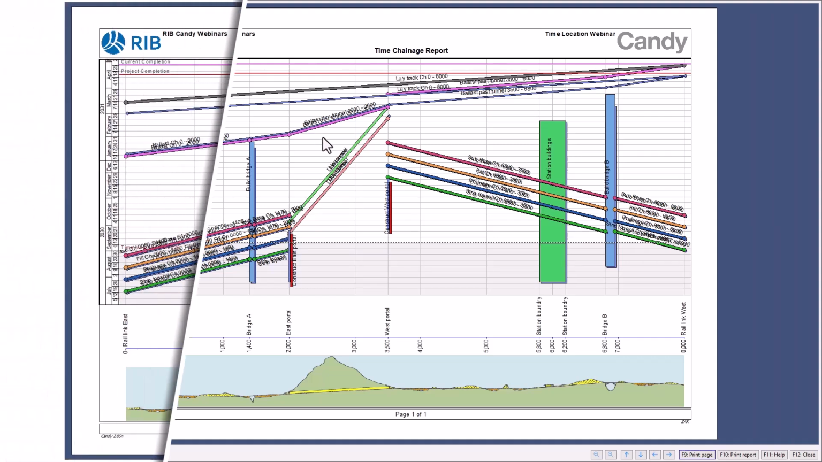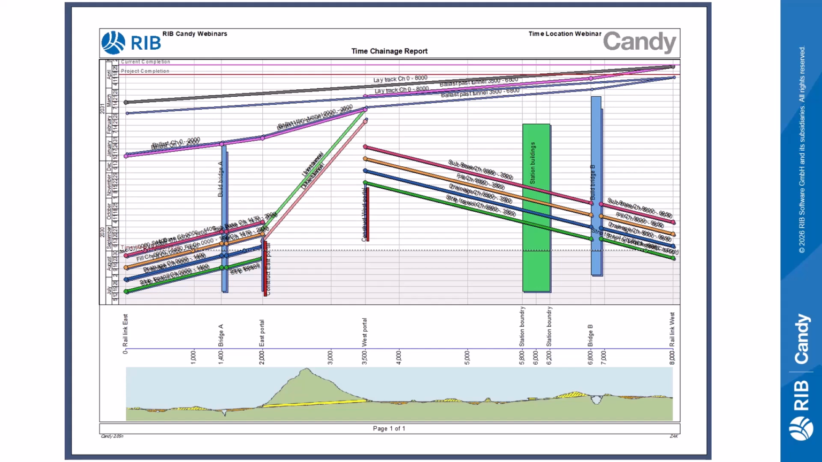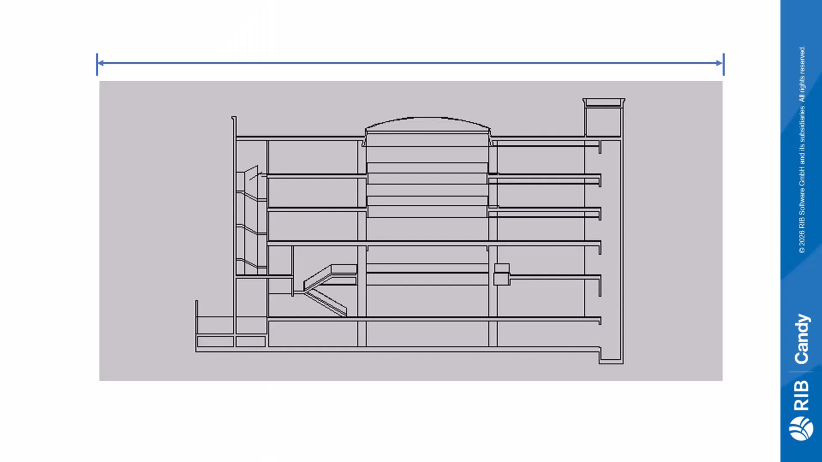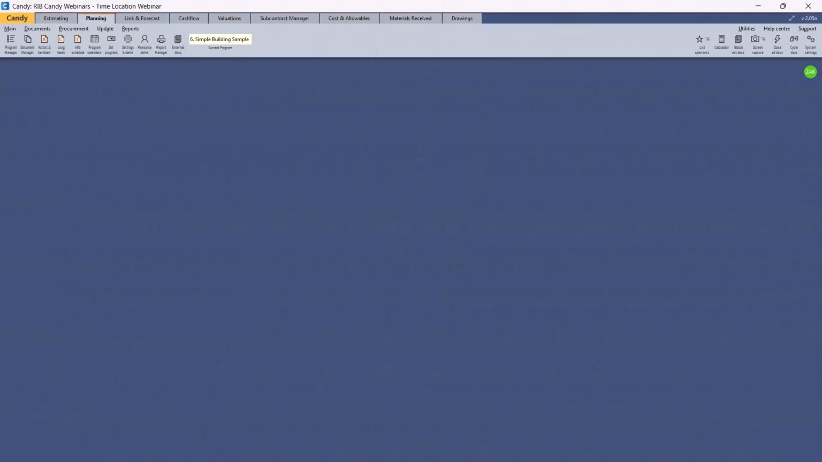But it is possible. Next, we'll look at some methods to adjust the picture used on the time location chart or report to suit the location access. When adding a picture to a time location chart or a time location report, you might find that the picture is too big to fit on either the report or the screen, and this picture needs to be adjusted. We've created a simple sample to show you how the picture can be adjusted.